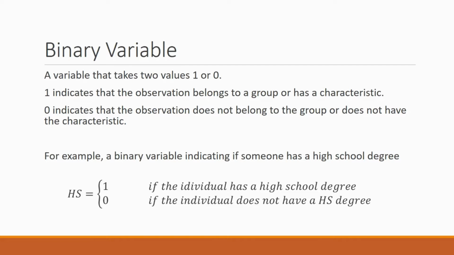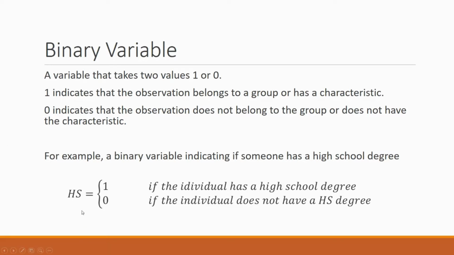So for example, and we're going to use this later, let's imagine a binary variable that indicates whether or not someone has a high school degree. We're going to call it HS for high school. It equals 1 if they have a high school degree, and it equals 0 if they do not have a high school degree. So that is a binary variable. It equals 1 if they belong to the group, 0 if they don't. It's binary. There's only two options.